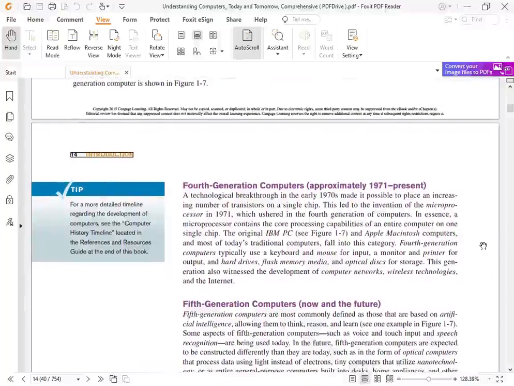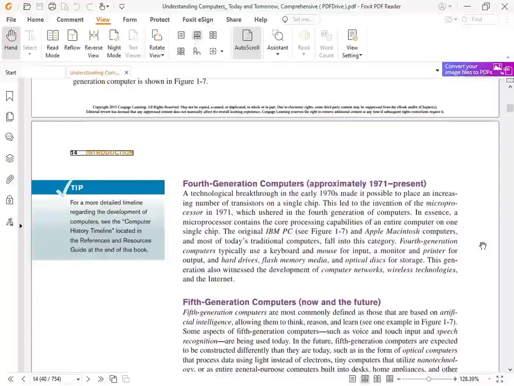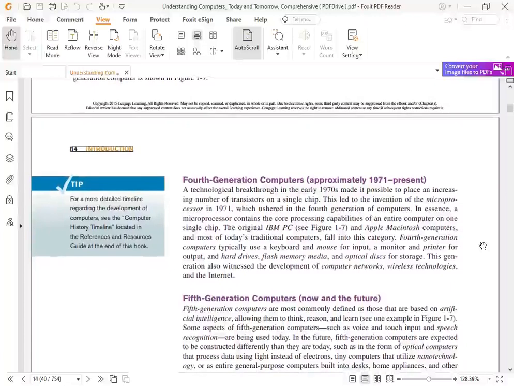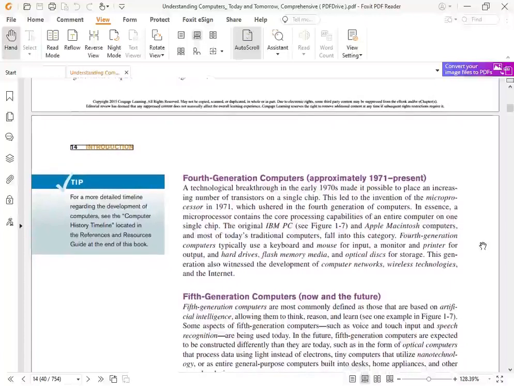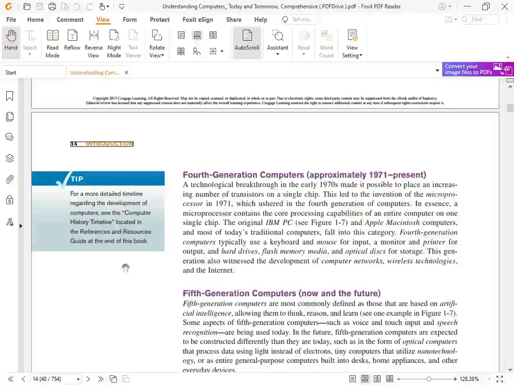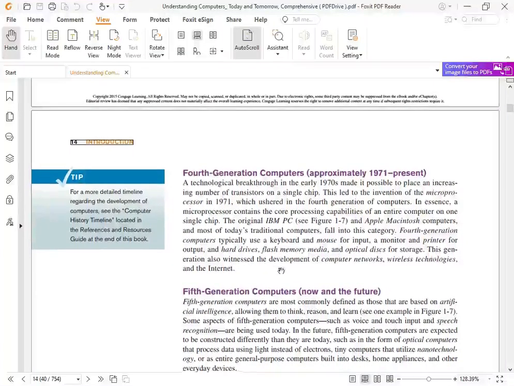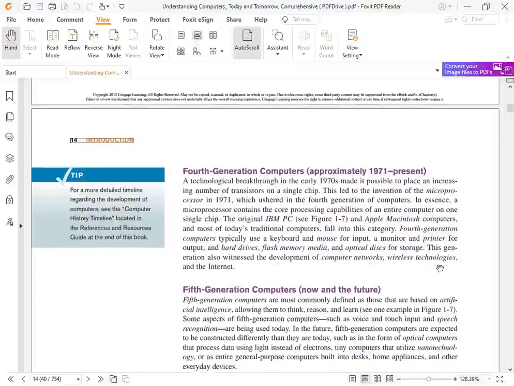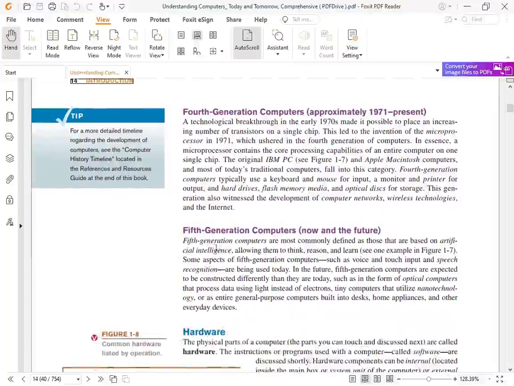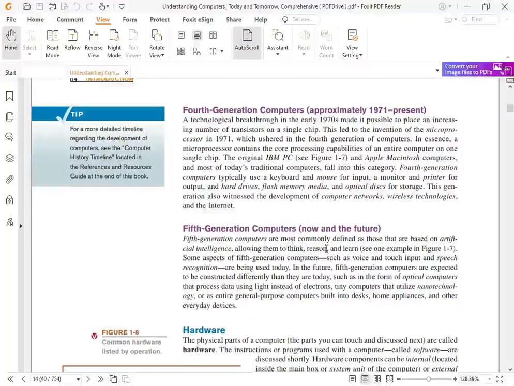category. Fourth-generation computers typically use a keyboard and mouse for input, a monitor and printer for output, and hard drives, flash memory media, and optical discs for storage. This generation also witnessed the development of computer networks, wireless technologies, and the Internet. Fifth-generation computers, now and the future.